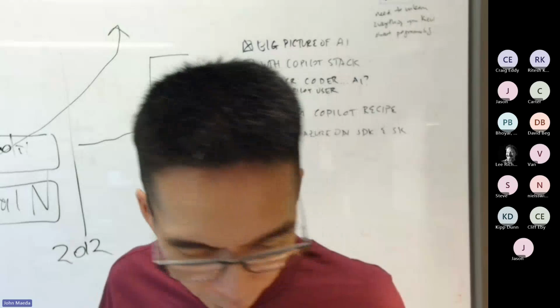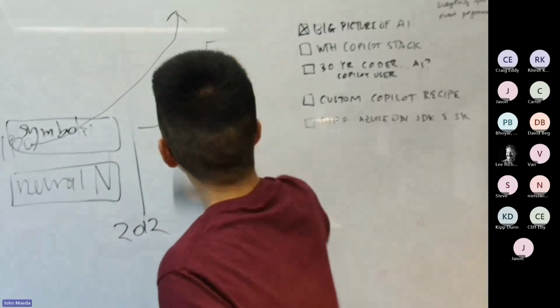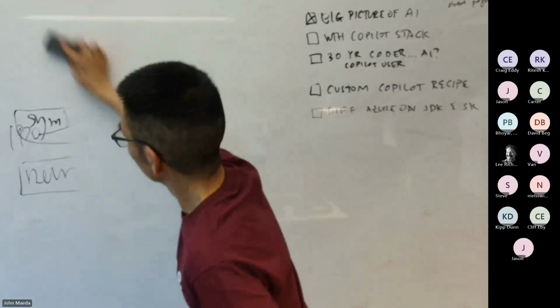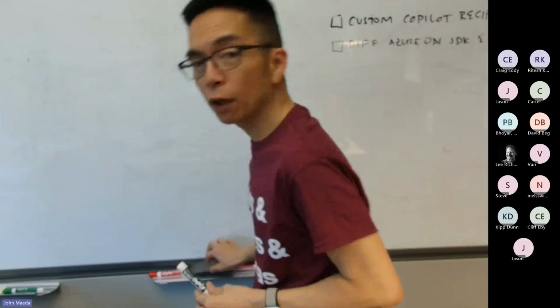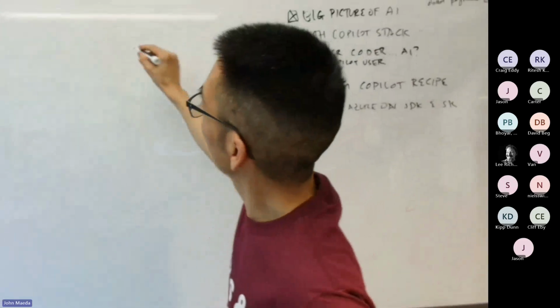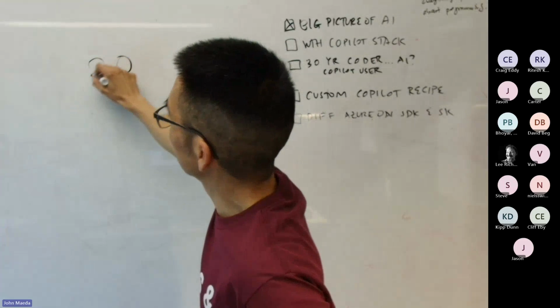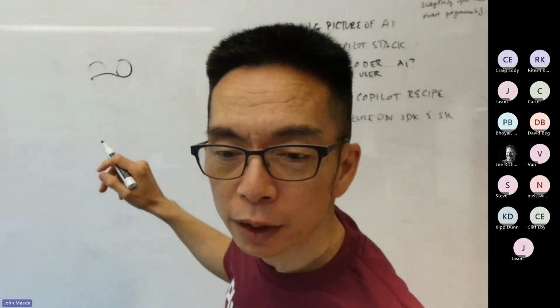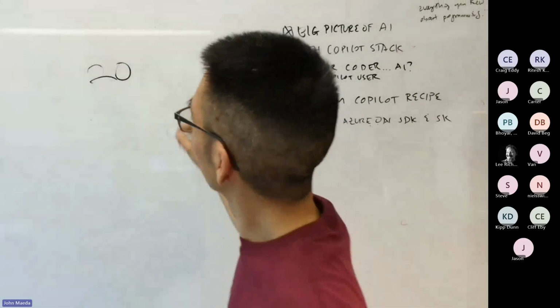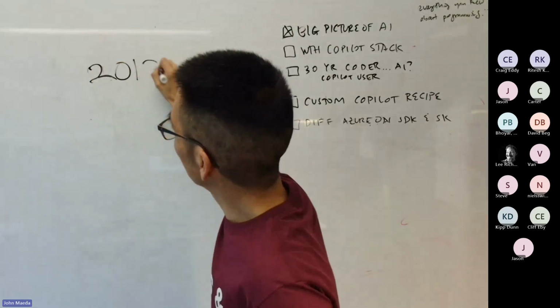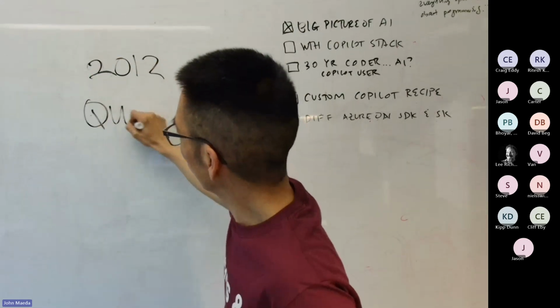Now, let me erase this for a second. So let's consider the following: that we're in the era, slightly different from what David is describing, C# versus Java, where in 2012, we entered the quantum realm.